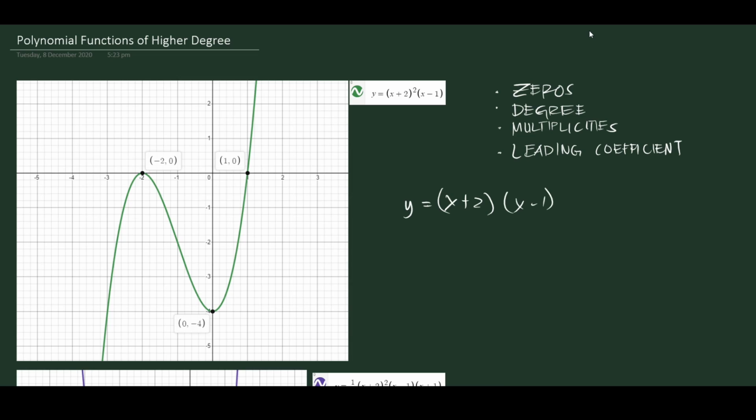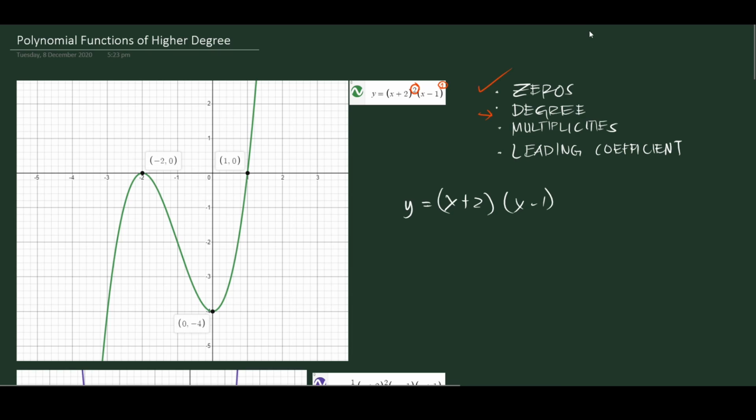Now the problem is, how do you determine the multiplicity? As you can see here, the multiplicity of x plus 2 squared is 2, and the multiplicity of x minus 1 is 1. How do you determine the multiplicity so that you can get the correct polynomial function? Before that, let us go to the degree first. We are done with zeros, so let's take a look at the degree.